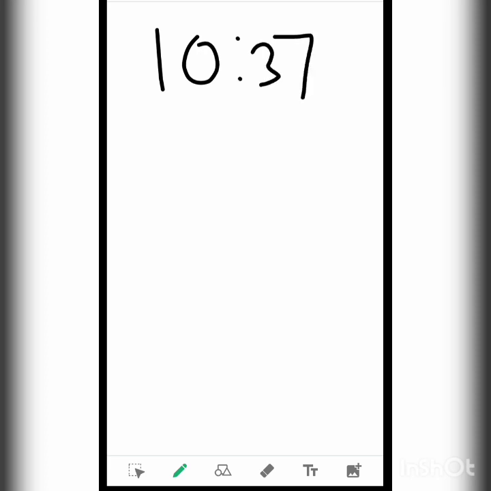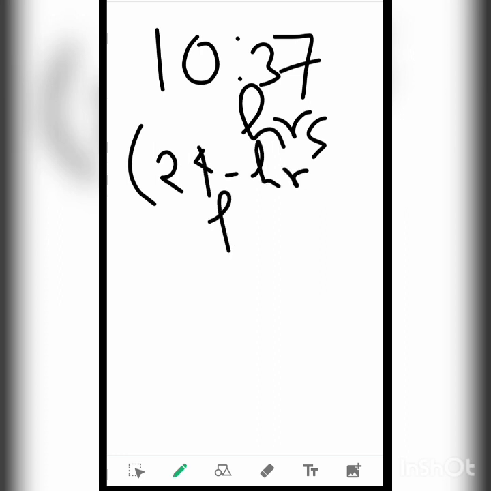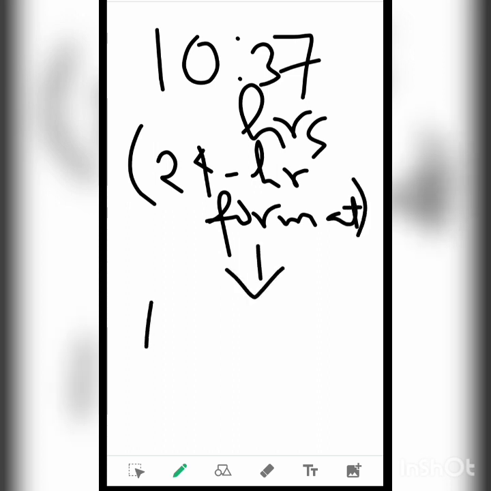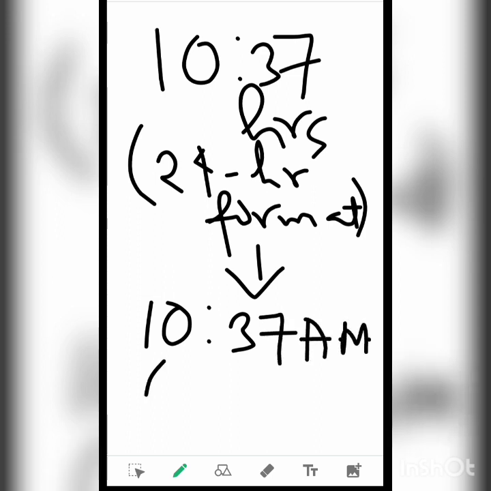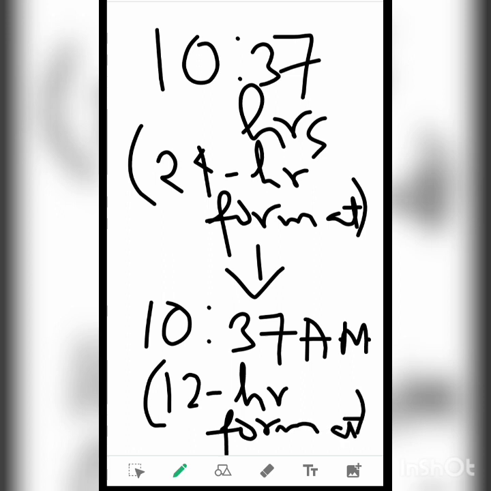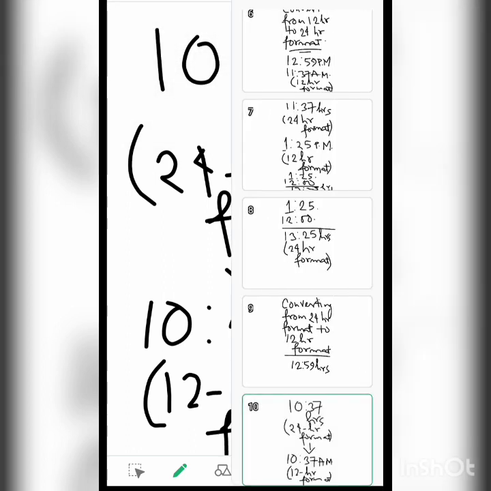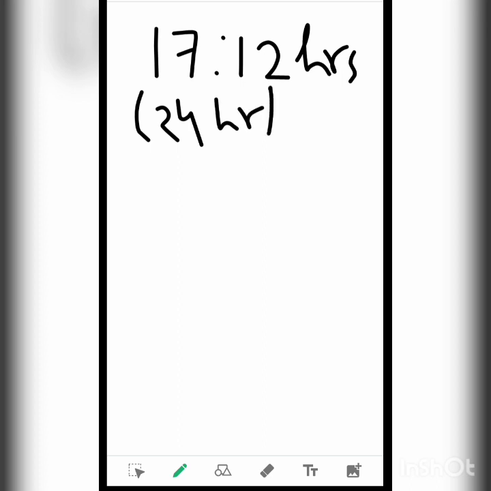Suppose I have been given 10:37 hours. This is in 24-hour format. Now if I try to change it to 12-hour format, the value would remain unchanged, and I'll have to put only AM beside it. This is in 12-hour format. I think it's clear to you. Now let us take an example. Suppose I have been given to convert 17:12 hours from 24-hour format to 12-hour format.